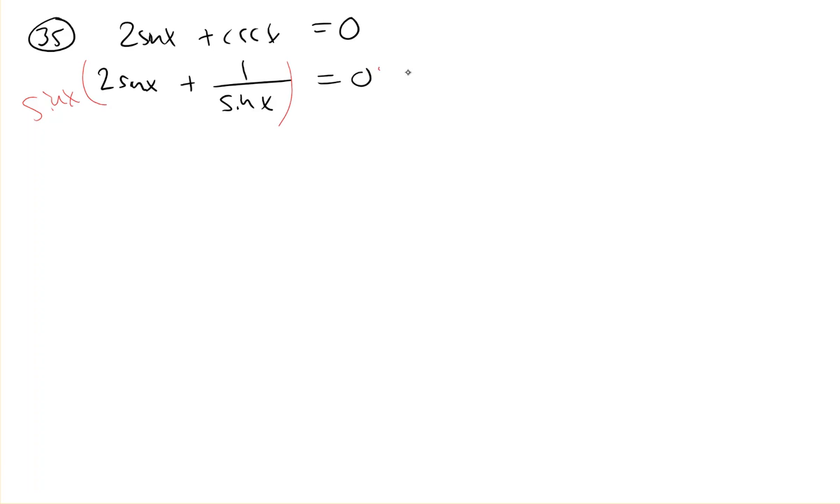So, okay, if I multiplied both sides by sine, this would be 2 sine squared, I'm distributing. Sine times 1 over sine would just be 1. And 0 times sine would still be 0.